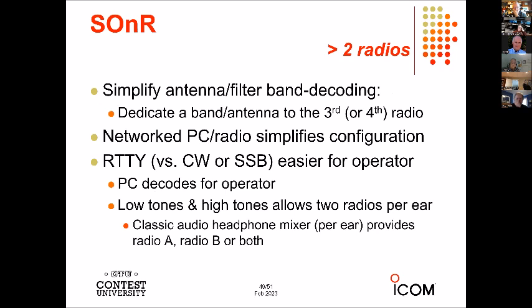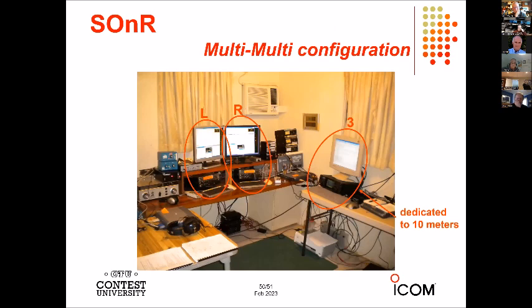So one of the nice things about using multiple network computers for SO2R is that you can do SONR. For example, here's a setup from years ago that I used for SO3R. So you can see I had my main station set up, left and right radios here, as we showed in the previous slide. But off to the side, I set up a third station. And in this particular contest, it was dedicated to 10 meters. And it allowed me to monitor 10 meters and to instantly transmit on 10 meters if there was a multiplier or something that came up.